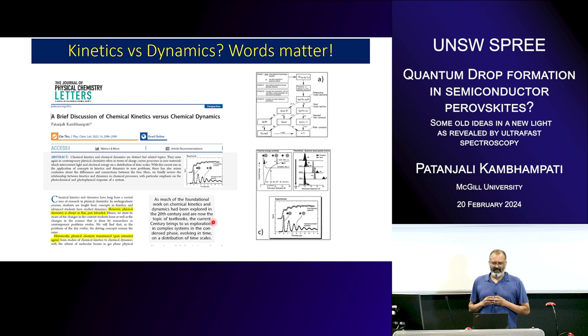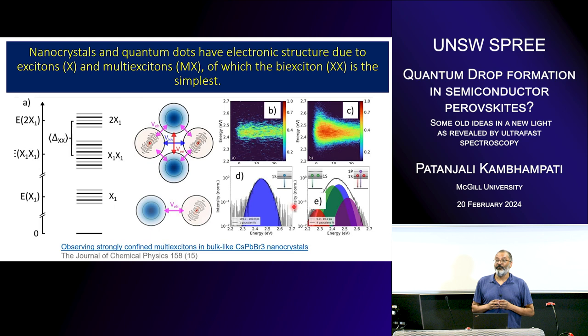But kinetics versus dynamics matters because kinetics means you describe populations by a system of rate equations. Dynamics means you have a microscopic trajectory representing initial state going to final state where the overall survival probability might be non-exponential and you might see oscillations, as we see in this classic Zewail paper that got him his Nobel Prize in 98. So kinetics versus dynamics. We'll talk about both. We do both as time-resolved spectroscopists.